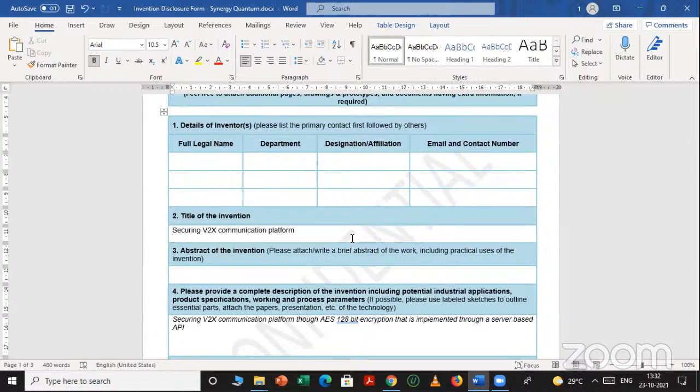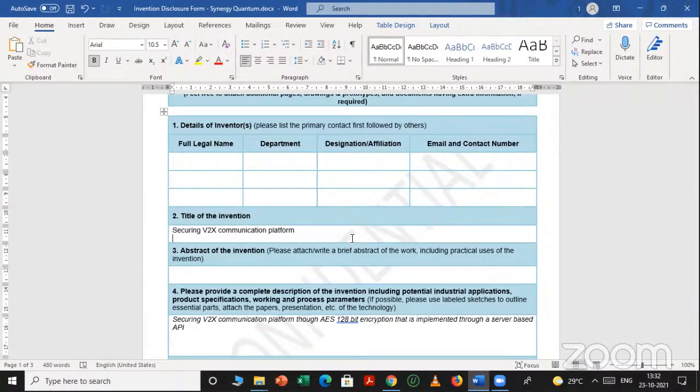Then another section is the abstract of the invention. Again, this is similar to the abstract of any technical paper or IEEE paper, like you see on any particular database. So here, when we give the abstract of the invention for the purpose of patent filing, it should be concise.